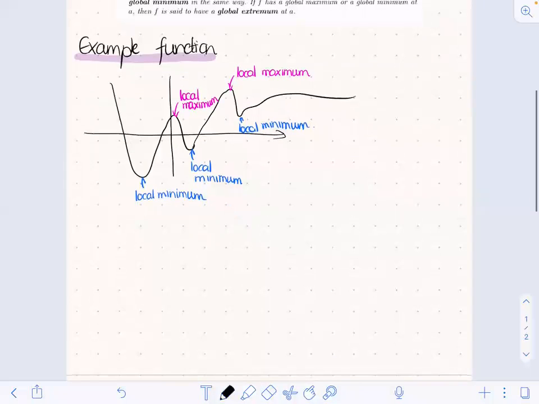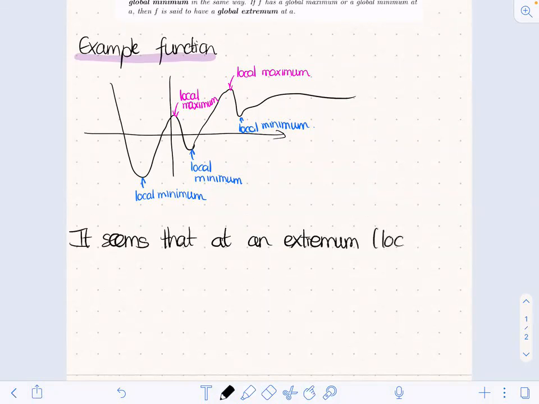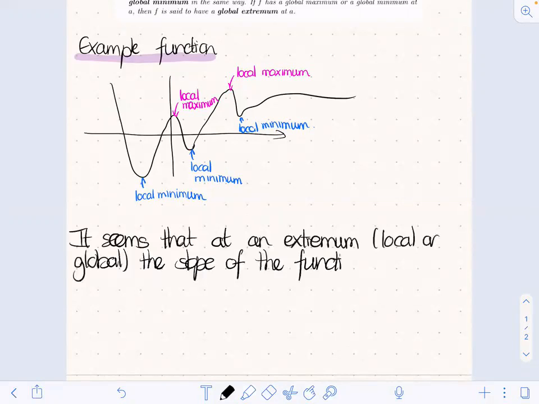So it seems that at an extremum, and this is whether you're local or global, the slope of the function is equal to 0, if the function is differentiable, of course.